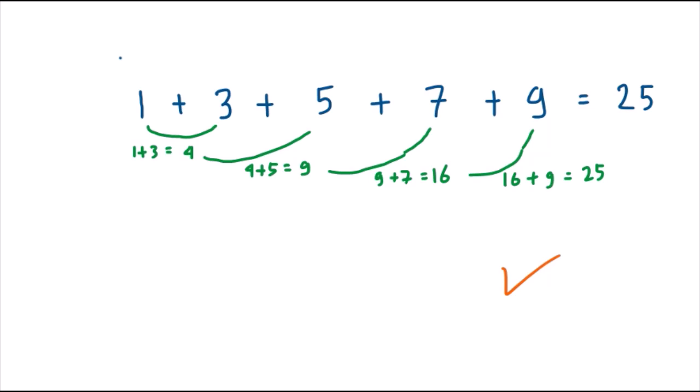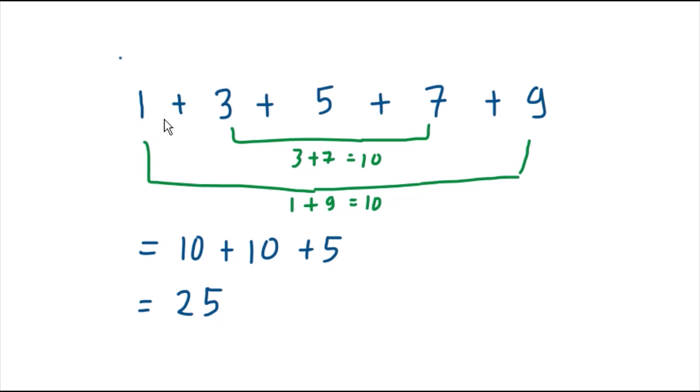Or maybe you found a pattern, like you can group. Grouping is also a good way of doing addition. 1 plus 9 is 10, 3 plus 7 is 10, so it's 2 of 10s plus the middle number 5, so 25. This is also a good way of writing.